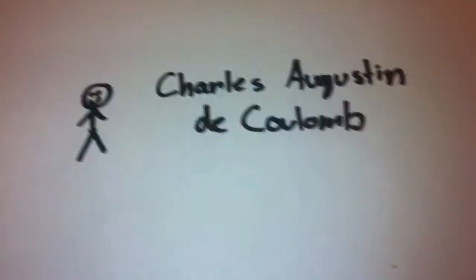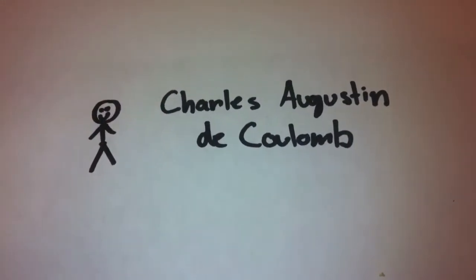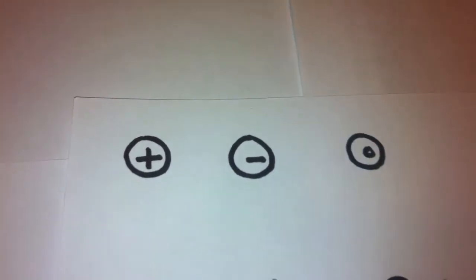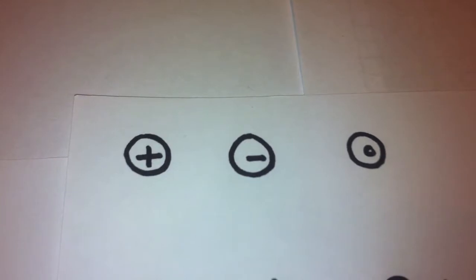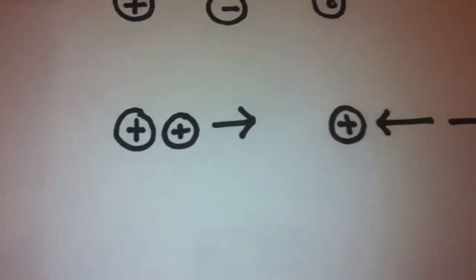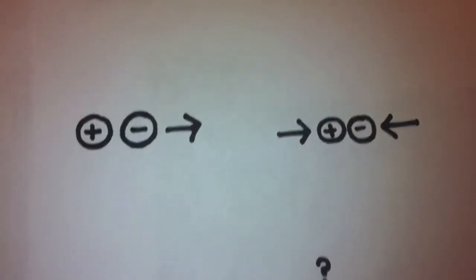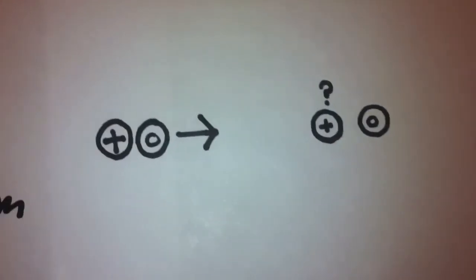Published in 1785 by Charles Coulomb, Coulomb's Law was an essential development to the theory of electromagnetism. So basically matter can be electrically charged. The charges can be positive, negative, or neutral. Coulomb's Law says that all like charges, that is charges with the same sign, repel each other, while opposite ones attract. And a neutral charge will not interact with an electrically charged object.